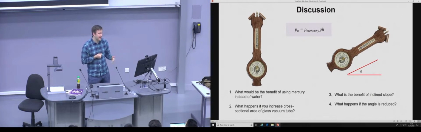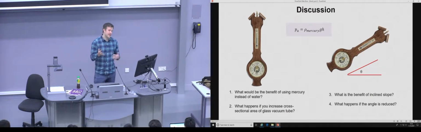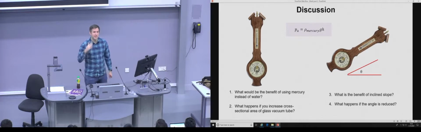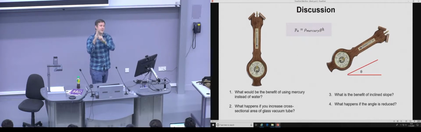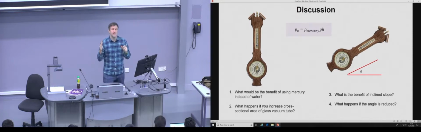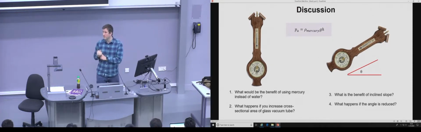And what happens if you reduce the angle? I guess that's the same question. If you increase the angle, then it will go further for the same pressure. If you reduce it, then it will revert to closer to being vertical, and it will essentially travel a shorter distance along the glass tube for the same pressure.